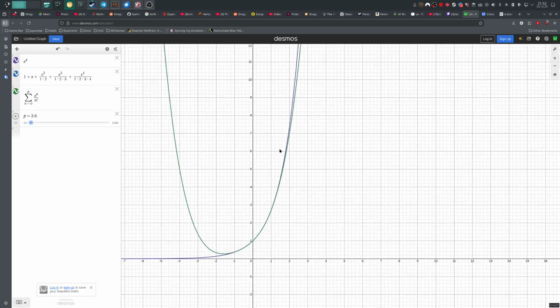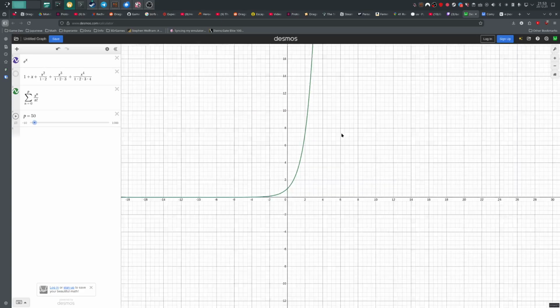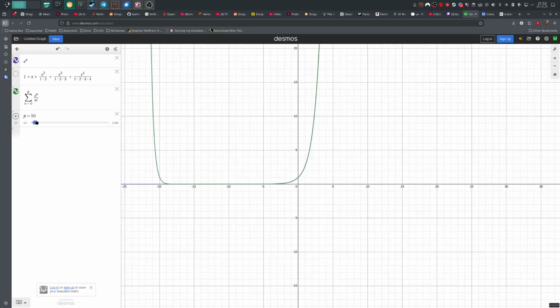So remember, the purple is our exponential function, and the green one is our sum, let's remove the blue one. So if I increase p, you see it fits more and more the curve. You can zoom even more. As p increases, it fits more and more the curve. So when you do this to infinity, that's the definition of the exponential function.